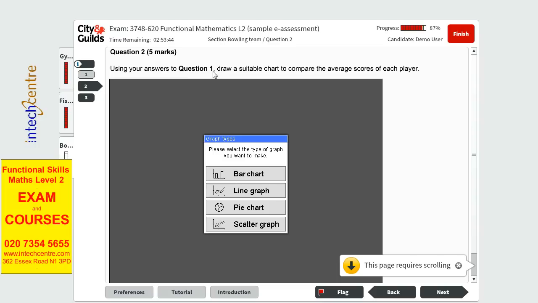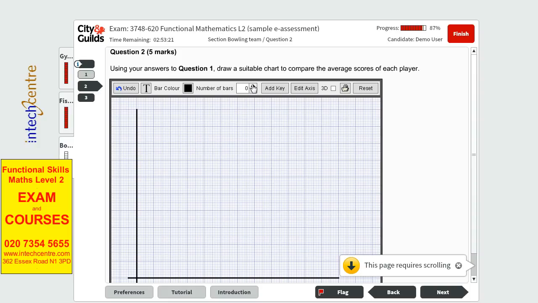Using our answer to question 1, we have to draw a suitable chart to compare the average scores for each player. We can go with a bar chart, which is completely fine. A line graph or pie chart or table wouldn't work for these values. They wouldn't be suitable to show your answers. So our answers from the first questions is the median. We had 4 of them because we have 4 players again.